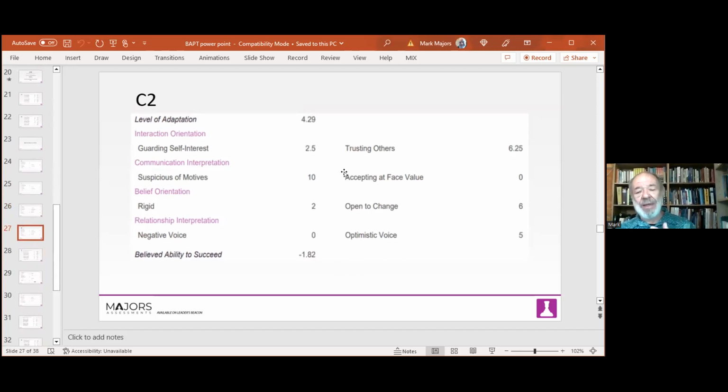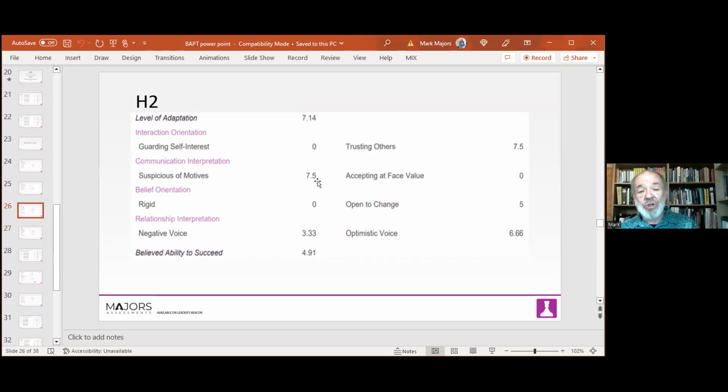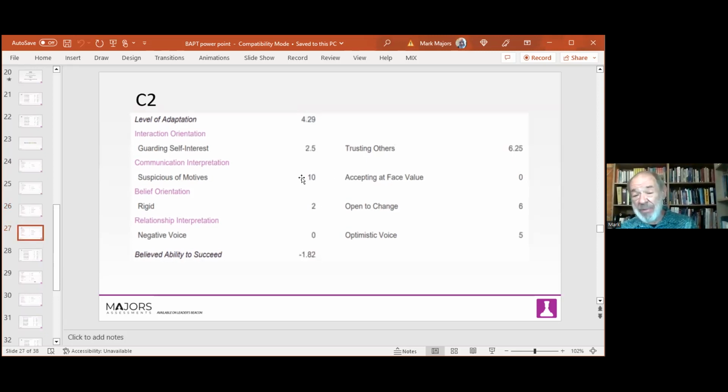And Cindy, on the same, showing hers again, her believed ability to succeed was in the negative. Her level of adaptation was okay, but it really shows up with this suspicious of motive thing. That was really what was causing her problem. Compared with Holly on the motives, Holly was really trusting. And she was really able to make a noise when there was a problem. Cindy was not able to make a noise. And she did a lot of grin and bear it stuff.